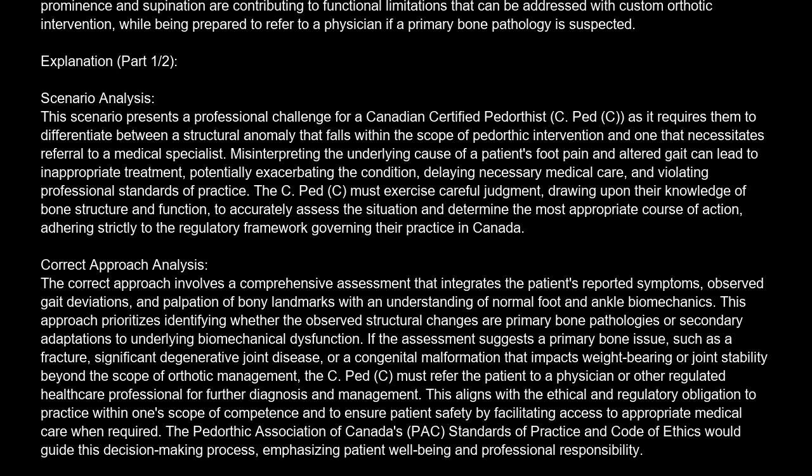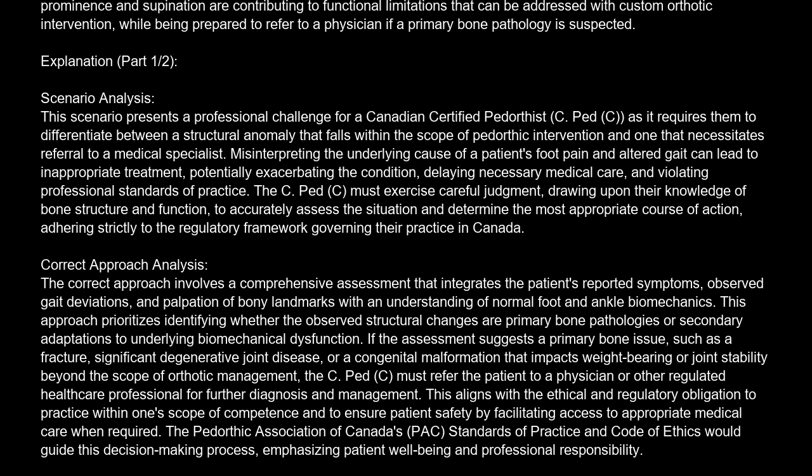Misinterpreting the underlying cause of a patient's foot pain and altered gait can lead to inappropriate treatment, potentially exacerbating the condition, delaying necessary medical care, and violating professional standards of practice. The C Ped C must exercise careful judgment, drawing upon their knowledge of bone structure and function, to accurately assess the situation and determine the most appropriate course of action, adhering strictly to the regulatory framework governing their practice in Canada.